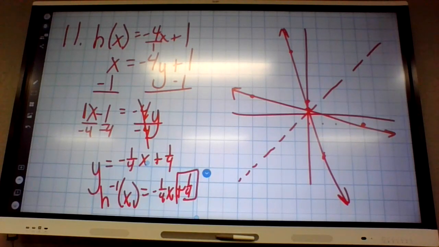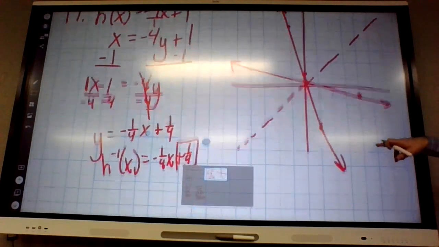It's not 1/4, it's 0, 1/4. So if you do it right, it should look like you could fold it over the line y equals x, this diagonal line, and it should look the same on both sides. Alright.